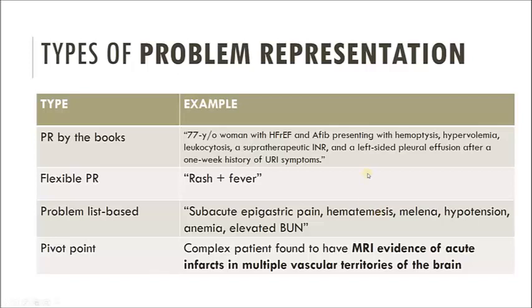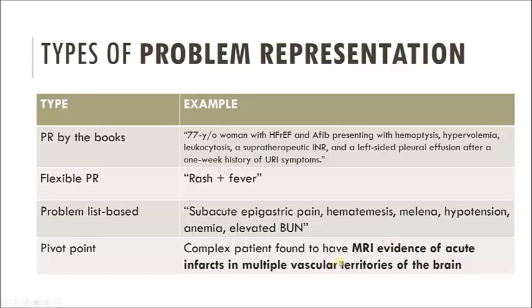The last type of problem representation is called a pivot point, which is, let's say I have a very complex patient and I find that this patient, after I do a bunch of workup, has MRI evidence of acute infarcts in multiple vascular territories of the brain. Well, I might say, hold on, hold the phone, stop everything. That is a game changer. Hold on, you have to tell me that first because there is a very limited differential diagnosis for that.